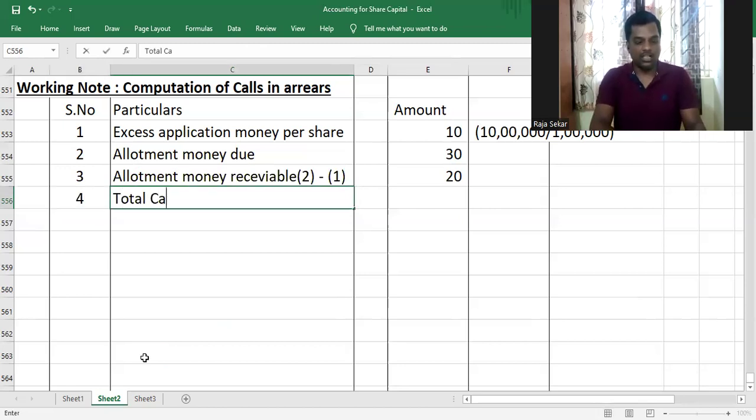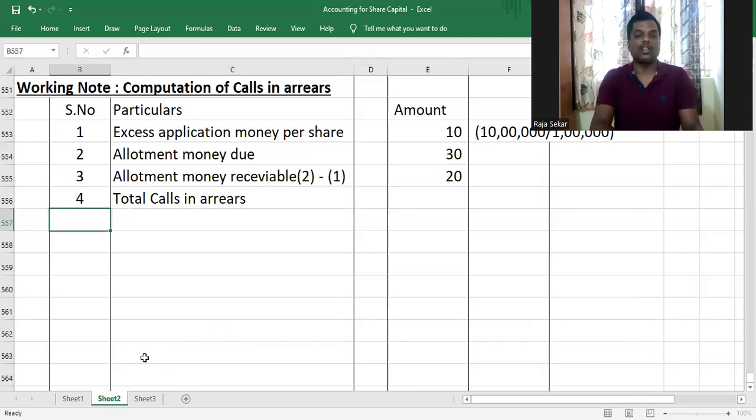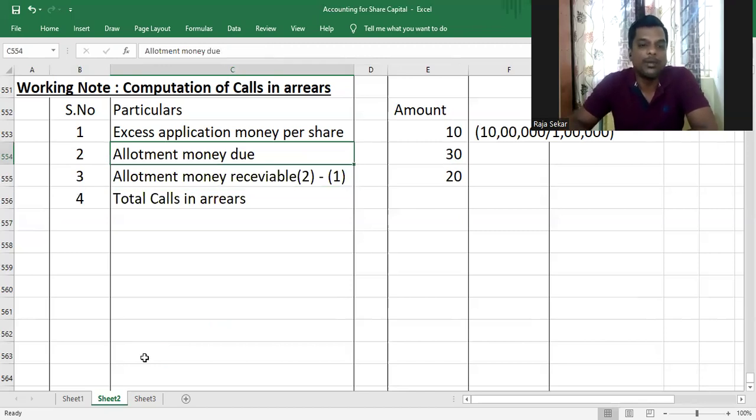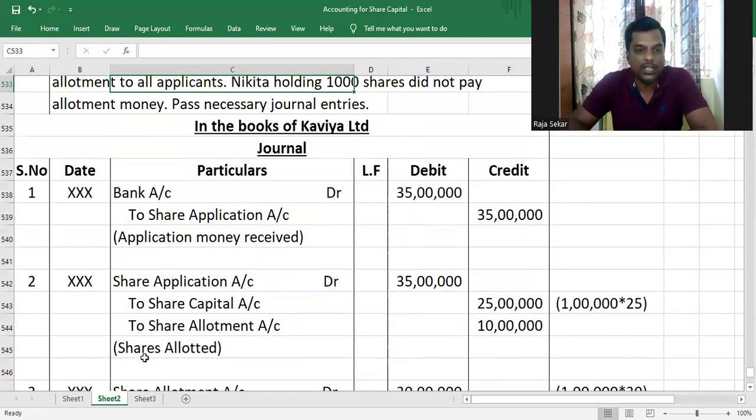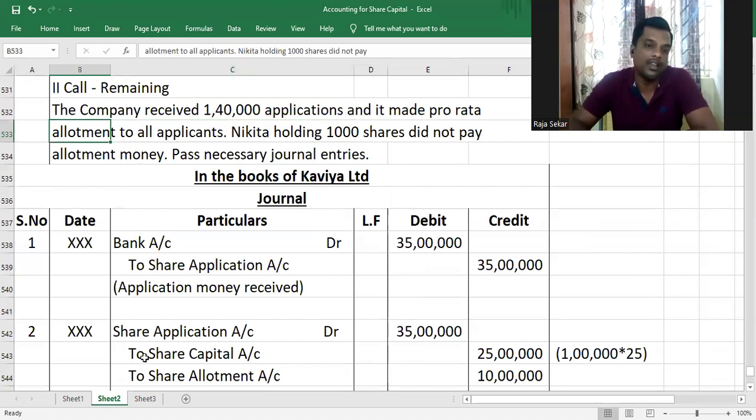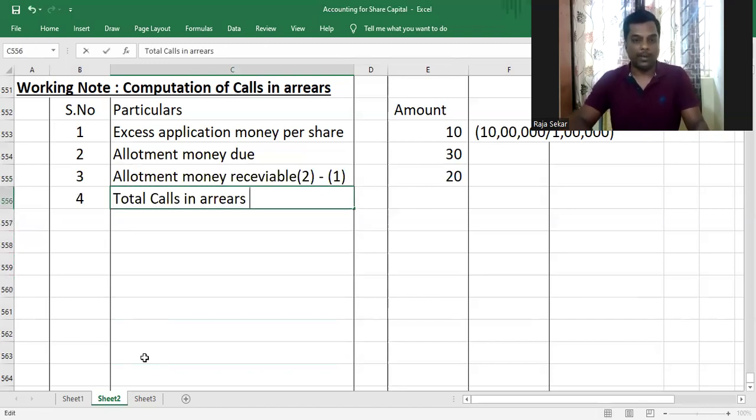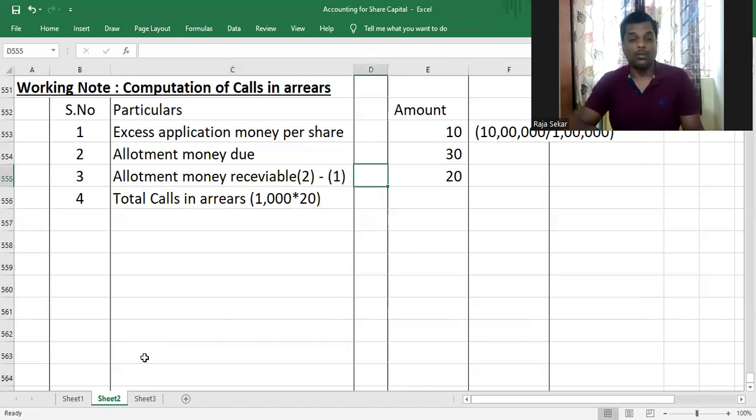So the total calls in arrears is what, my dear children? The total number of shares held by the defaulting shareholder multiplied by the allotment money receivable per share. Now let's look at the question and see how many shares are being held by Nikita. Nikita holding 1,000 shares did not pay allotment. So Nikita holds 1,000 shares and she was supposed to have paid 20 rupees per share as allotment money, which she didn't pay, and therefore the total calls in arrears here would be 1000 into 20, which is 20,000.